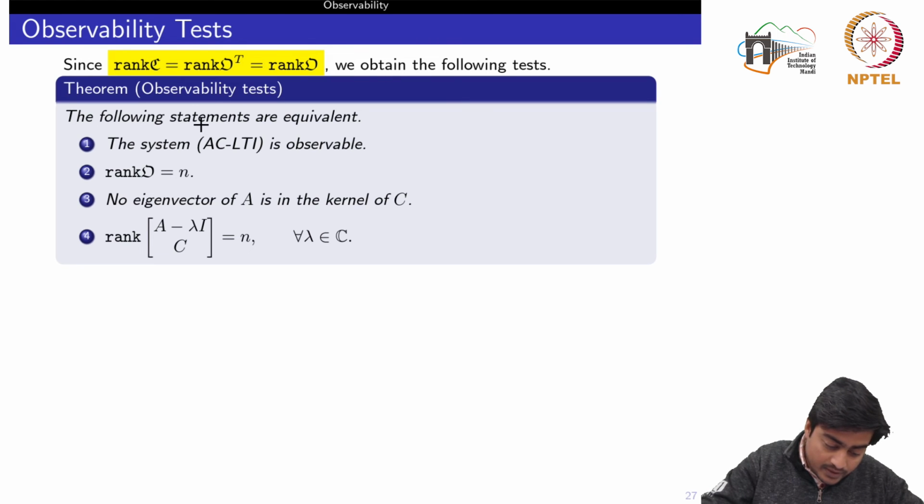Okay, so we obtain the following results, that the following statements are equivalent. The system A, C, LTI is observable. The rank of the observability matrix is n, which is the dimension of the A matrix. During the controllability week, we defined this as the matrix test. The third is that no eigenvector of A is in the kernel of C. This is the eigenvector test. And the simplification of the eigenvector test, which we have defined as the PBH test, is that the rank of this matrix is equal to n for all lambda belonging to the set of complex numbers.